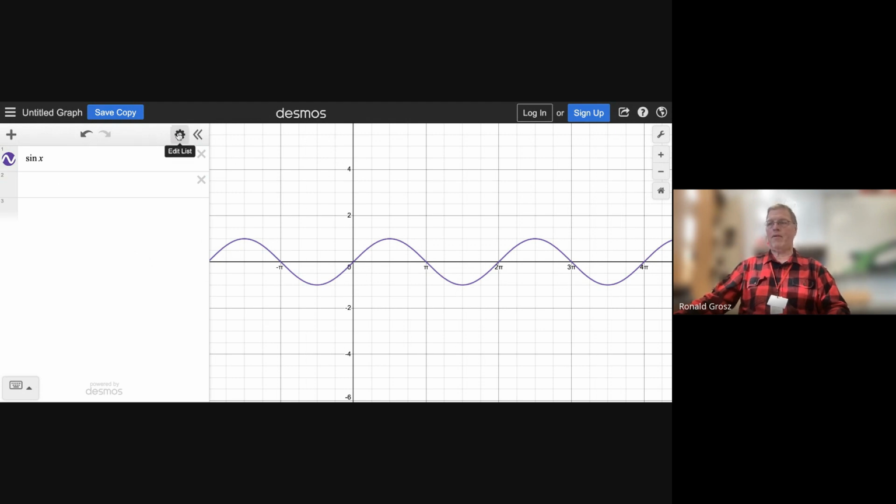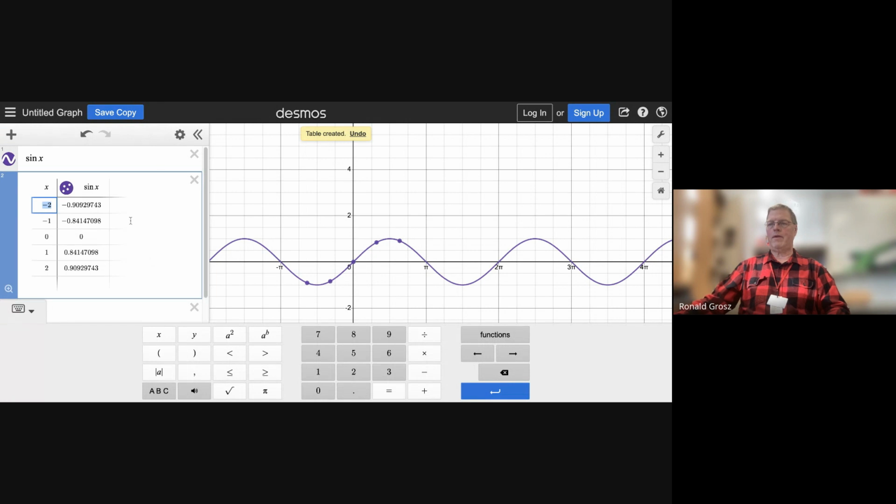It'll also give me table values if I want to know what it equals at different things. This one's very handy. Maybe I want negative pi over 2. Well, put it in like you would put a fraction in, and it'll tell you the value there. It can tell you any of the values you want. It happens again to be 0 at pi. Maybe I want 2 pi over 3. It can tell you the value there.